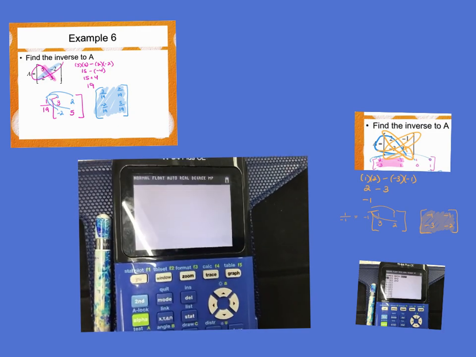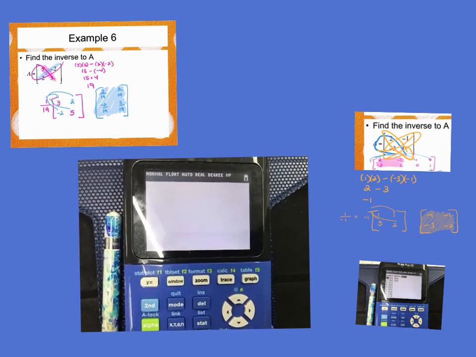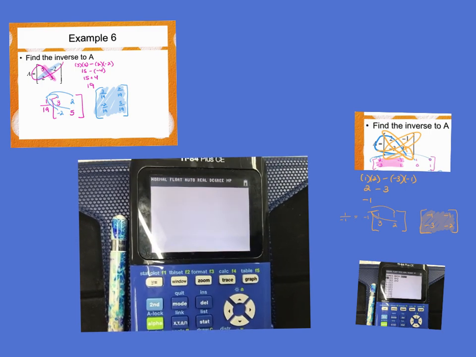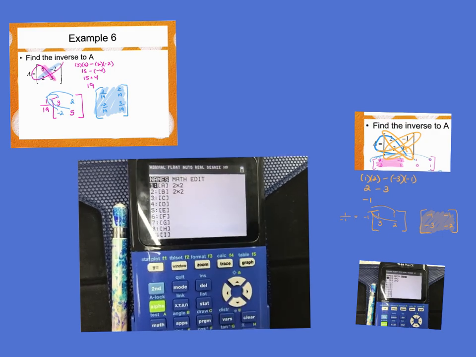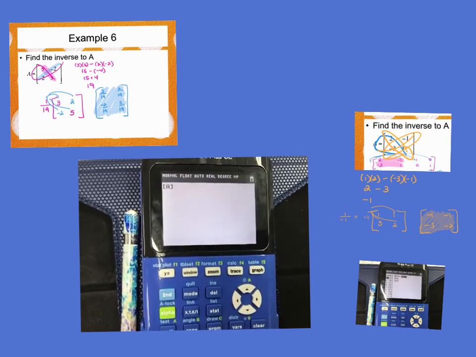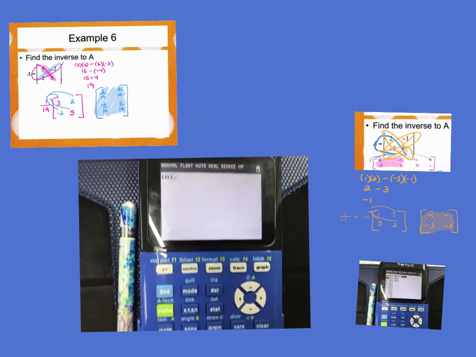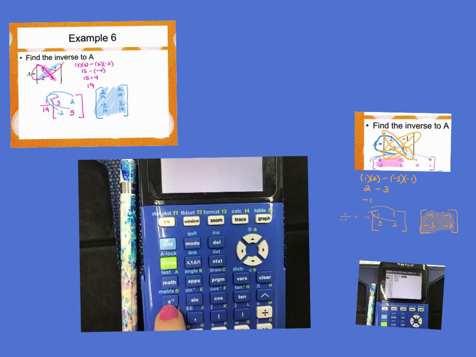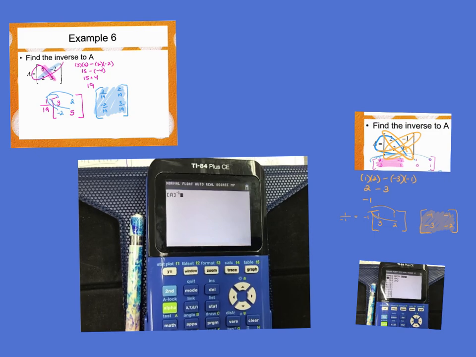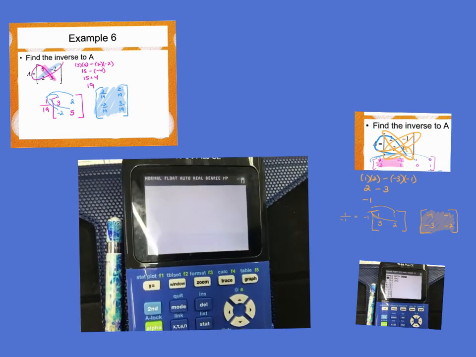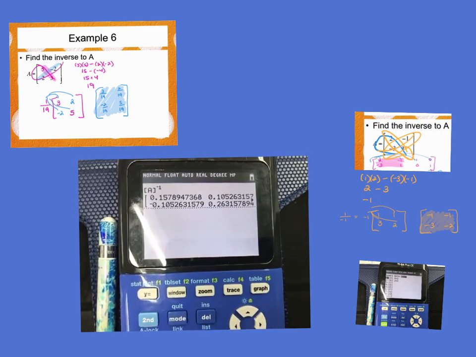Second, quit gets you out of that menu, back to your home screen. I want to pull back matrix A. So I go second, matrix, I keep on the name, and I hit enter on A. And then the same button that we use for matrix is my inverse button, the x to the -1. I literally just hit that. I hit enter, and it gives me the matrix.